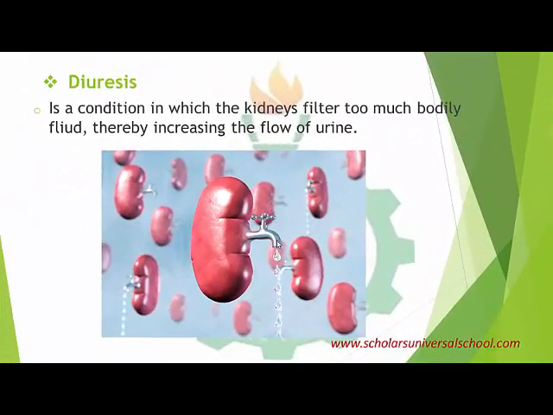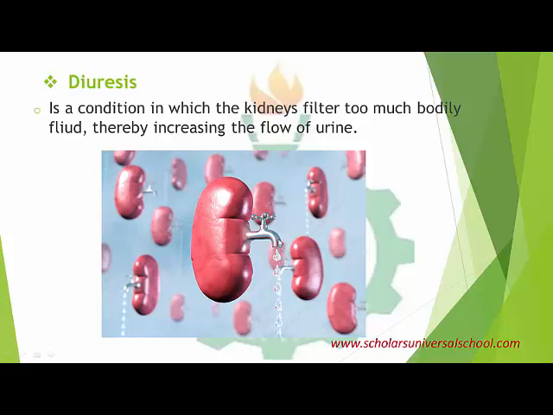So another disease is diuresis, and this condition happens when the kidney filters too much bodily fluid. The hypothalamus stimulates the gland to release more ADH, antidiuretic hormone, so the kidney absorbs lots of water. In this condition, the kidney could not absorb lots of water, so it filters lots of water out. So the urine becomes more.